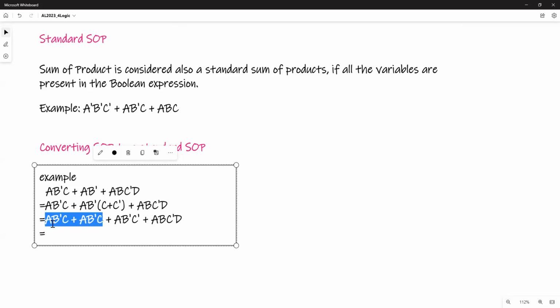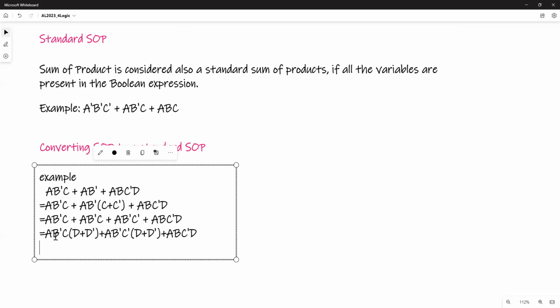These two are the same. A B dash C is the same as A B dash C. So don't duplicate it. We will say A B dash C. I will put D plus D dash, plus A B dash C dash D plus D dash, plus A B C dash D.